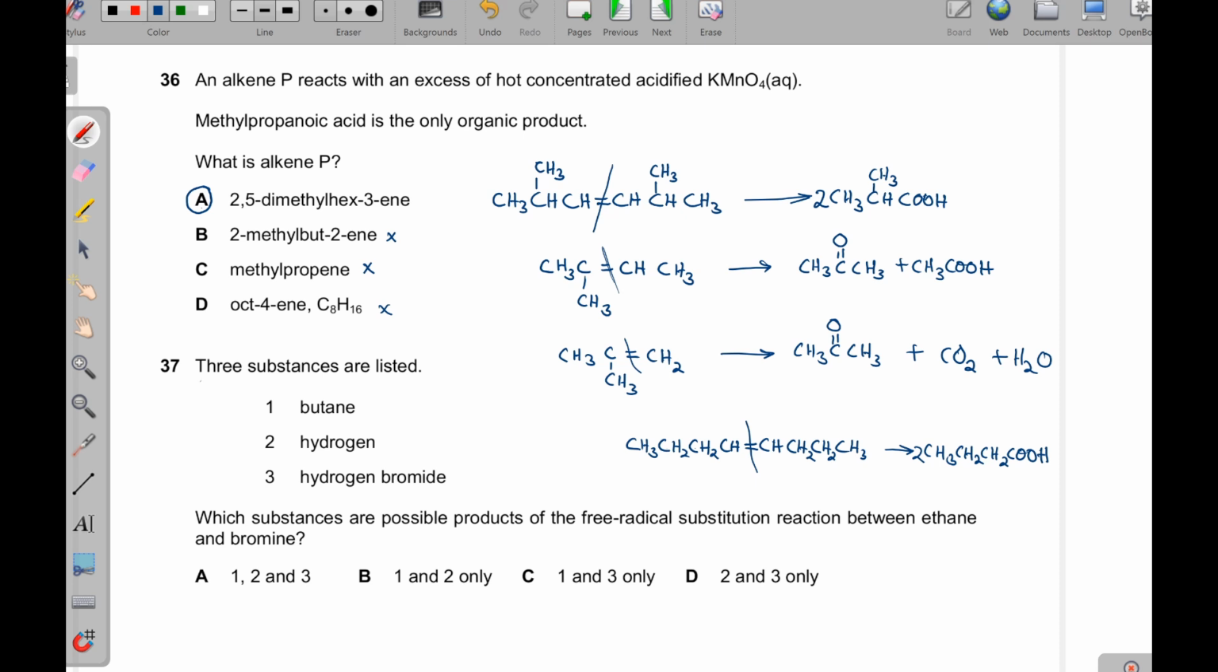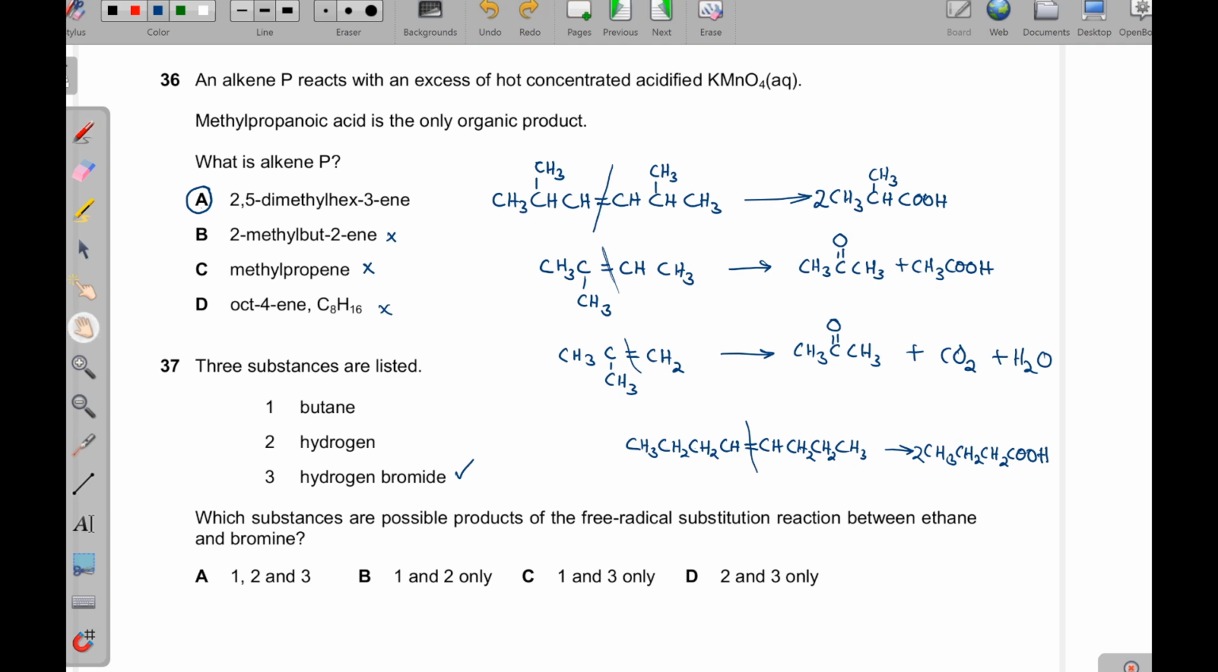Let's go to 37. 3 substances are listed. We have butane, hydrogen, and hydrogen bromide. Then they are asking which substances are possible products of the free radical substitution reaction between ethane and bromine. Now, between ethane and bromine, there will be formation of hydrogen bromide.